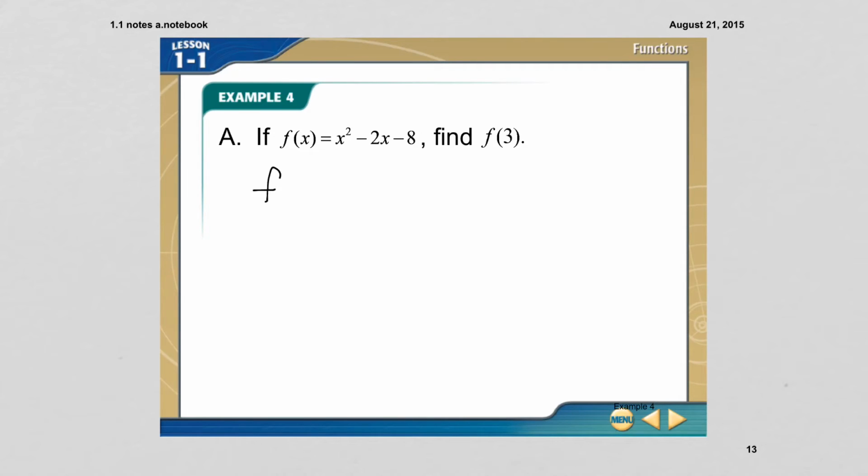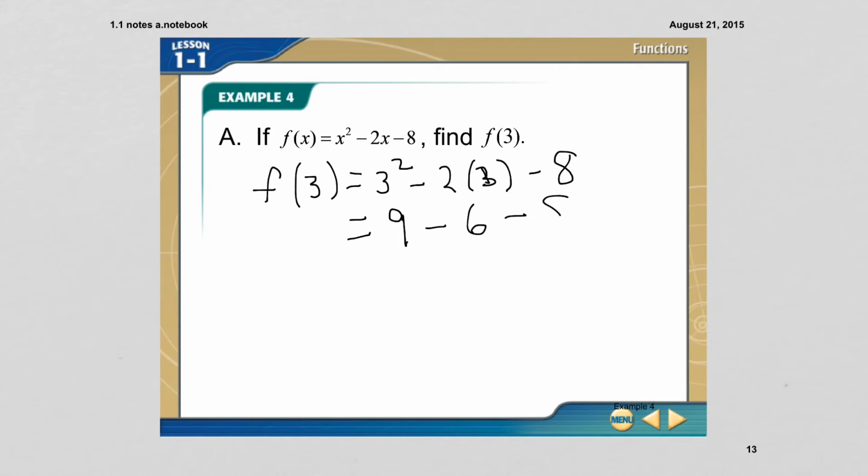So that's f of 3 equals 3 squared minus 2 times 3 minus 8. Okay, that's going to be 3 squared is 9. 2 times 3 is 6. And that's minus 8. Now using order of operations, all I have to do is go straight across. So 9 minus 6 is 3, minus 8 equals negative 5.